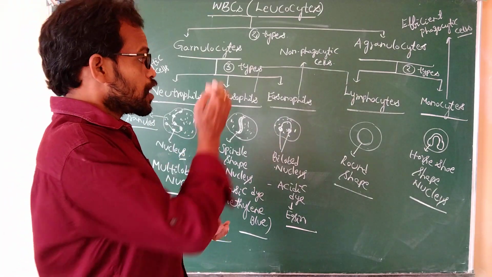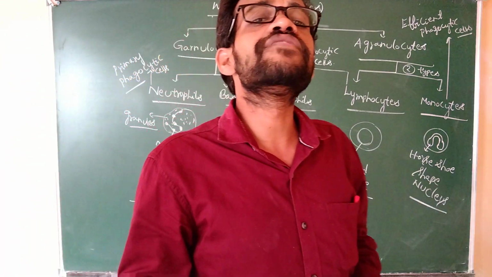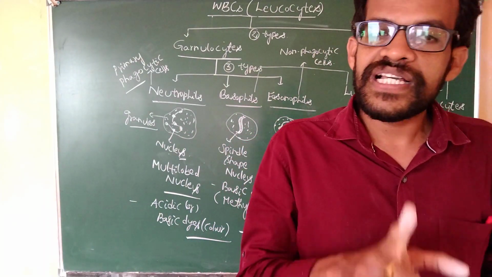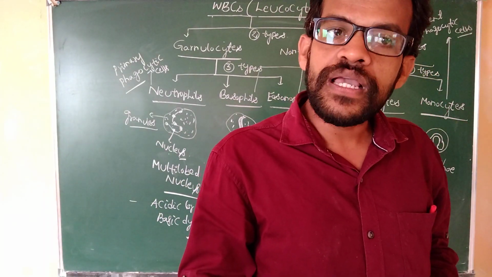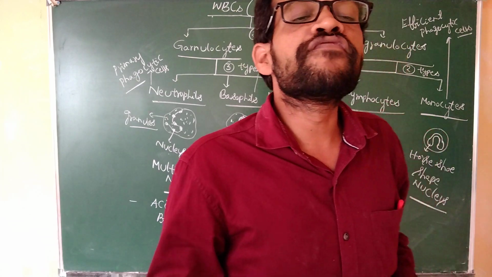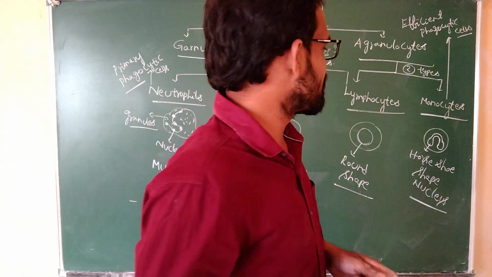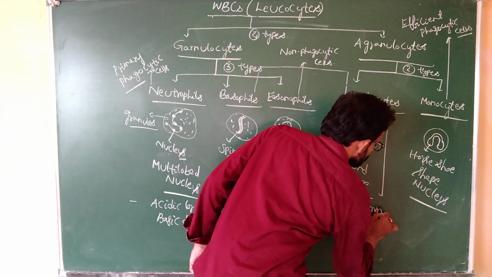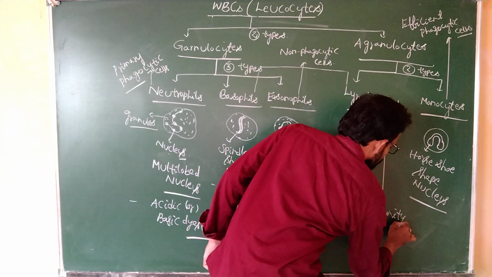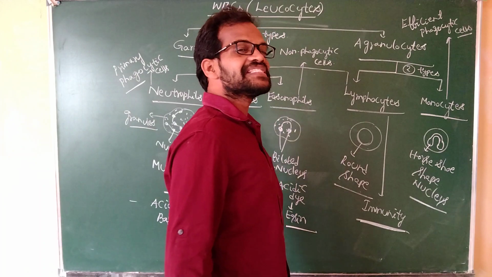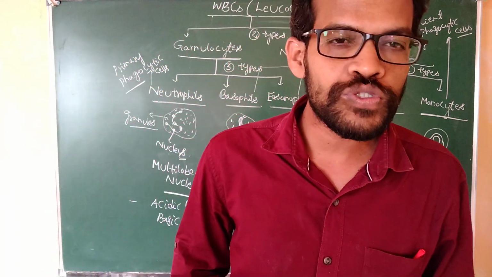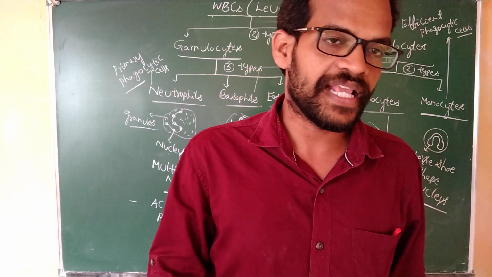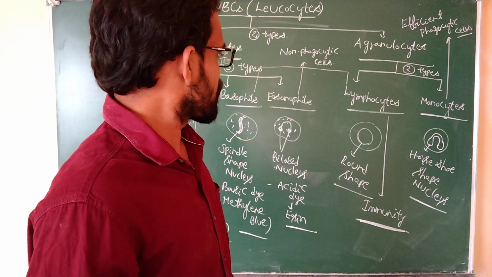Coming to the lymphocytes. Lymphocytes produce antibodies. The antibodies fight against microorganisms. The lymphocytes participate in immunity. What is the function of the lymphocytes? Immunity. They produce antibodies only; they do not engulf foreign materials.